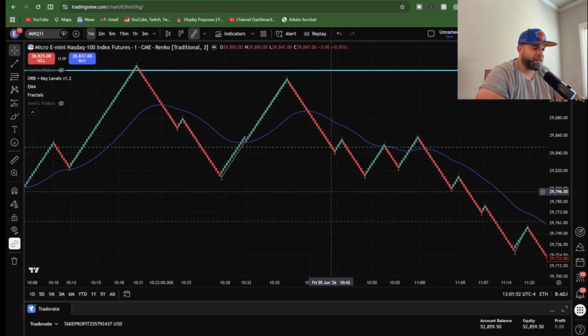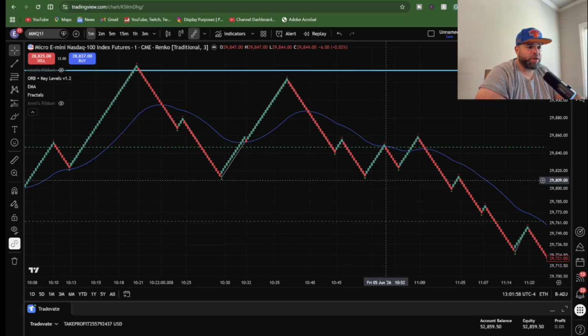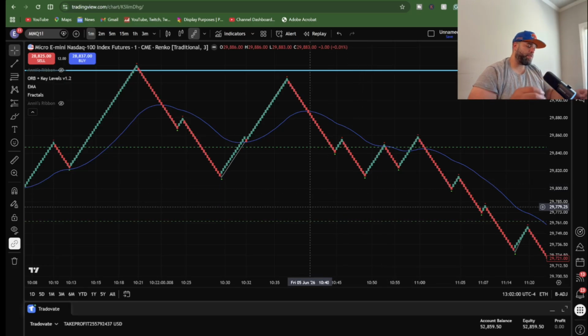Now I will tell you this: if you're using this strategy, I do not go further than 11 o'clock in the morning. If I'm in the green before 11 o'clock, I am not touching this chart anymore. I am not touching this chart. This is a 50K eval. You see how close I am to getting this evaluation to pass.